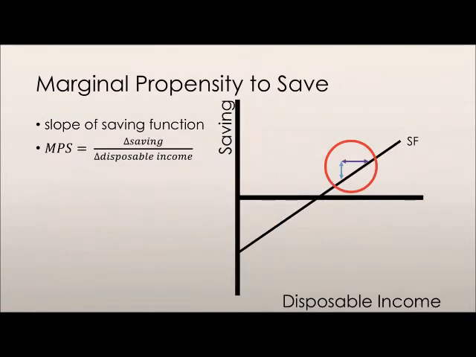We also have marginal propensity to save, or MPS, and that is simply the fraction of a change in disposable income that is saved. Again, it's the slope of the saving function. It's calculated as rise over run, or change in saving divided by change in disposable income. Because it's a straight line, the slope is going to be the same regardless of where you take it on the function.